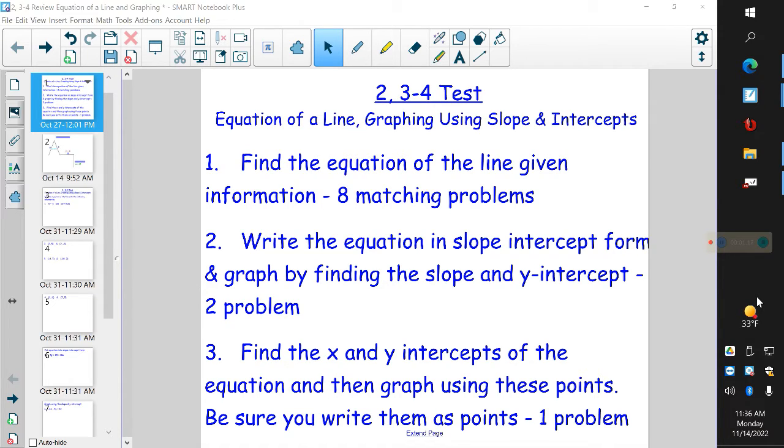Then, you will have 8 of those problems that are matching. No work, no credit. If you do not show me work, but you guess the right answer, I will take off points for not showing any work. Yes?